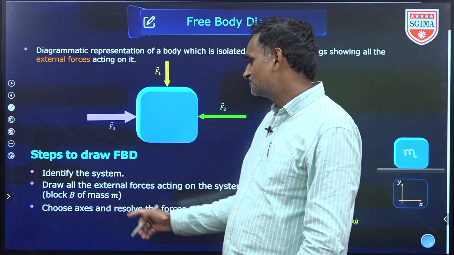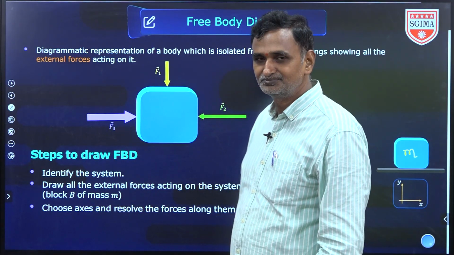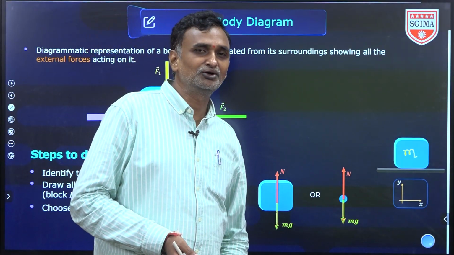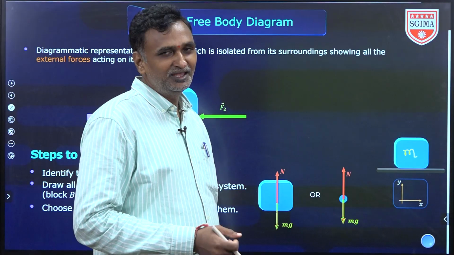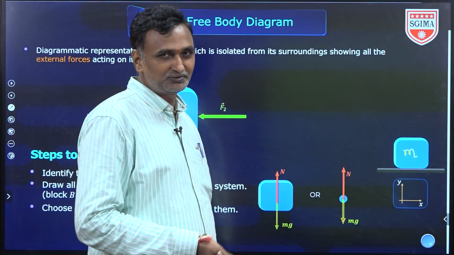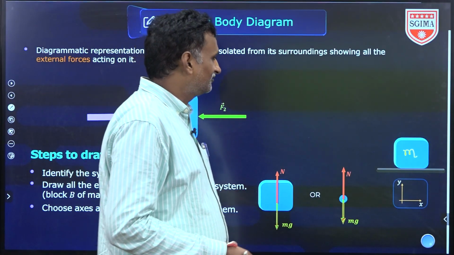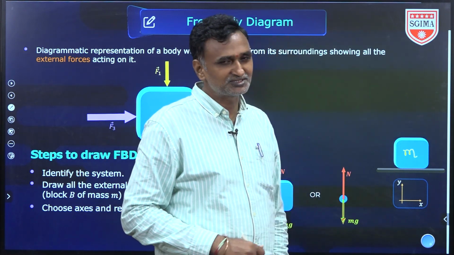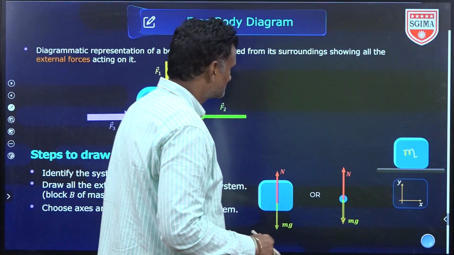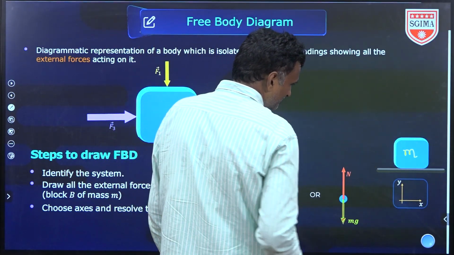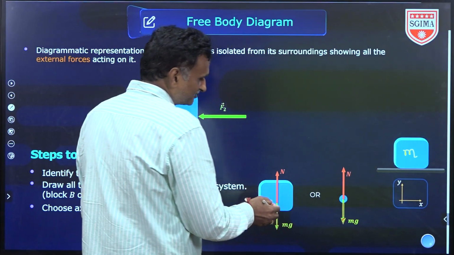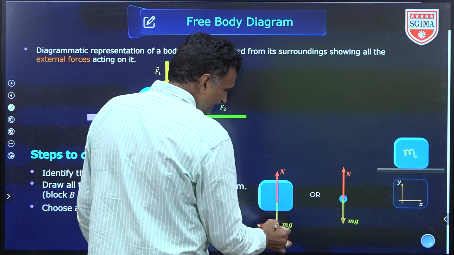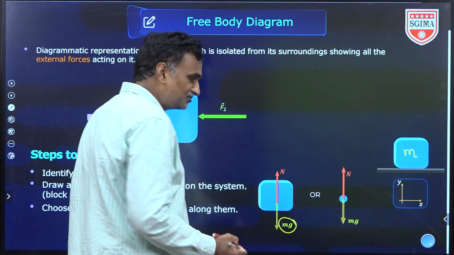Next, third one, choose axes and resolve the forces along them. That means in some cases we need to resolve forces into rectangular components along the x-axis and y-axis to solve the question. Generally, we need to first represent in which direction the forces are going to act. So suppose the same object is kept on the table, its weight force acts vertically downward. That's what we represent with a downward arrow mark, mg.